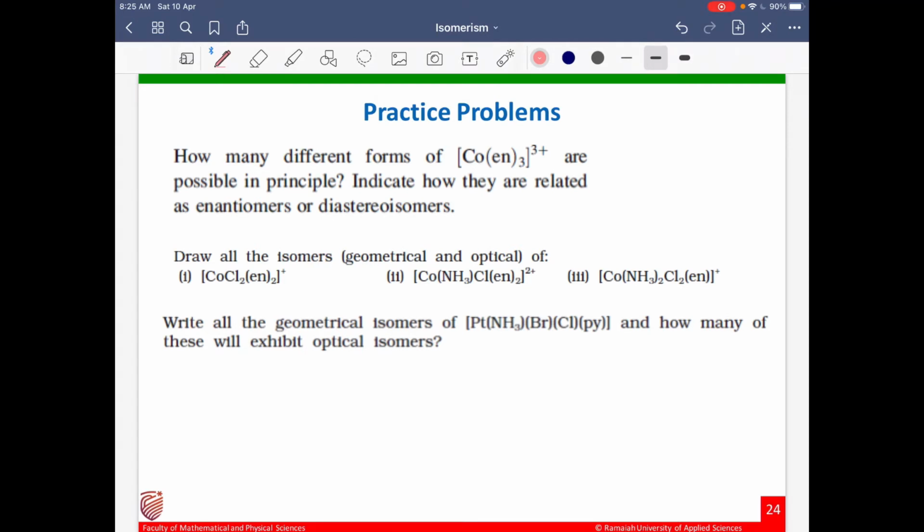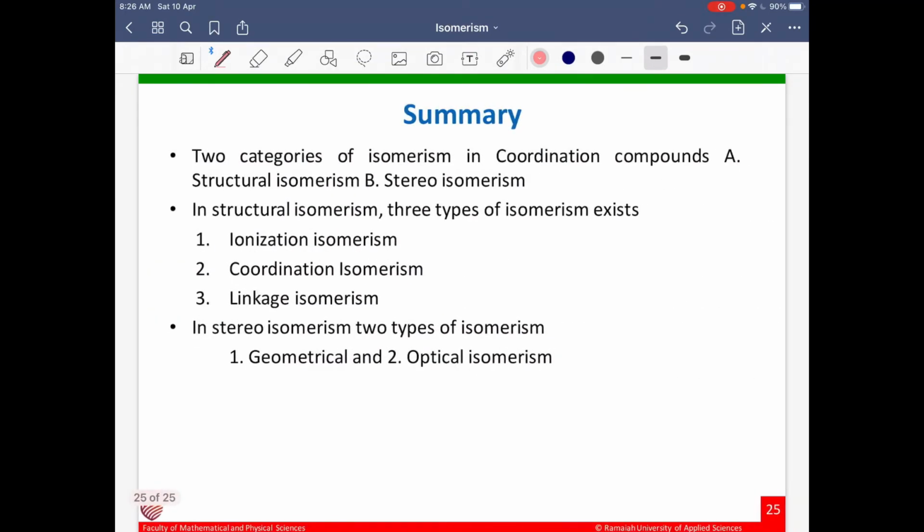Draw all the isomers, geometrical and optical, of the given compounds. Write all the geometrical isomers of [Pt(NH3)(Br)(Cl)(py)], and how many of these will exhibit optical isomerism. So these are the practice problems that you have to solve.